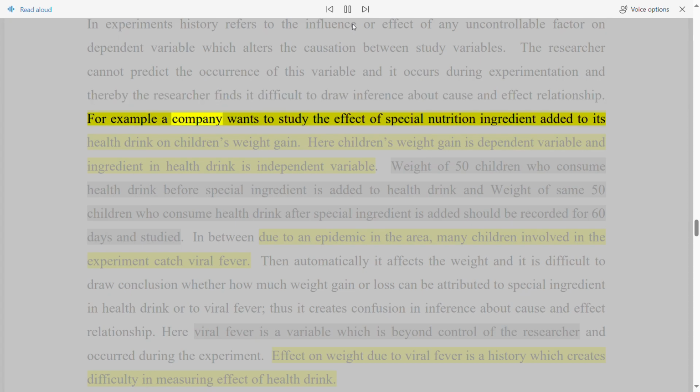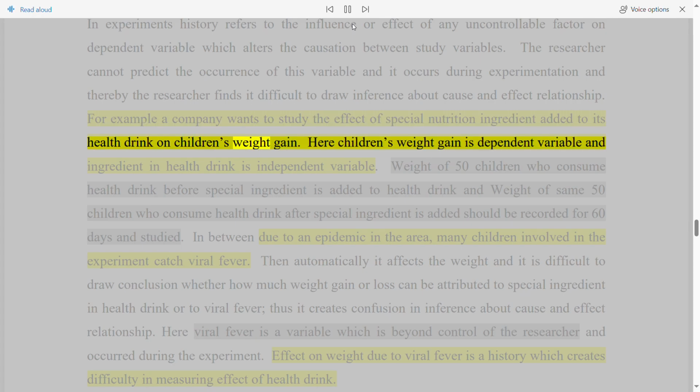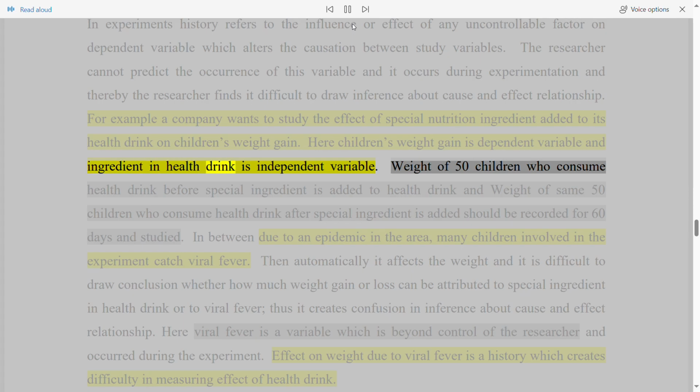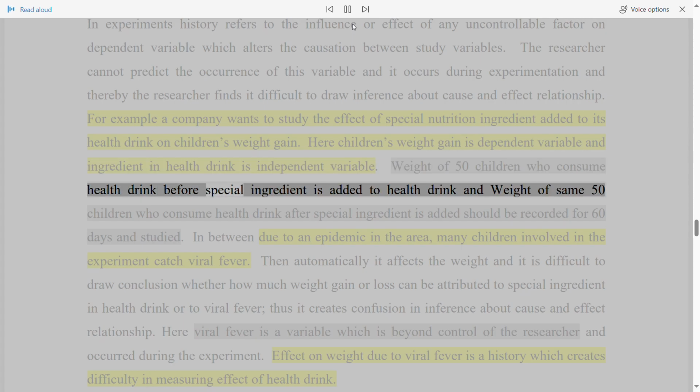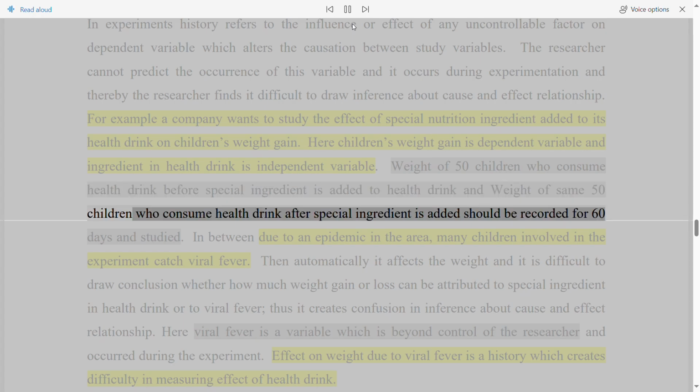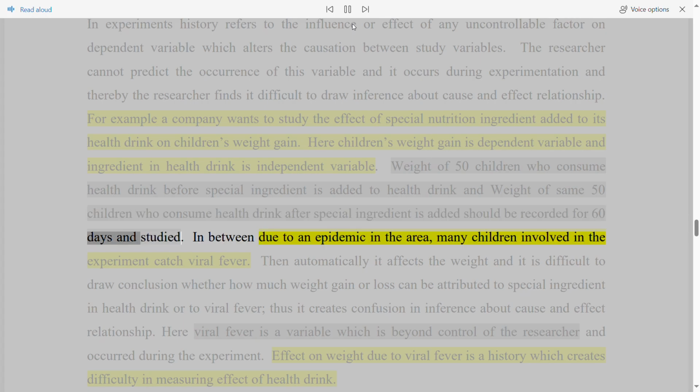For example, a company wants to study the effect of a special nutrition ingredient added to its health drink on children's weight gain. Here, children's weight gain is the dependent variable and the ingredient in the health drink is the independent variable. The weight of 50 children who consume the health drink before the special ingredient is added, and the weight of the same 50 children who consume the health drink after the special ingredient is added should be recorded for 60 days and studied.